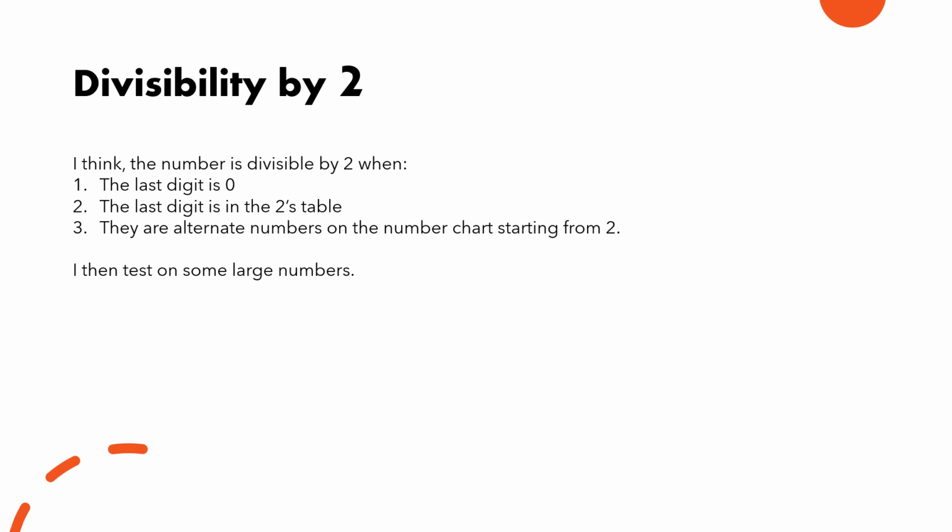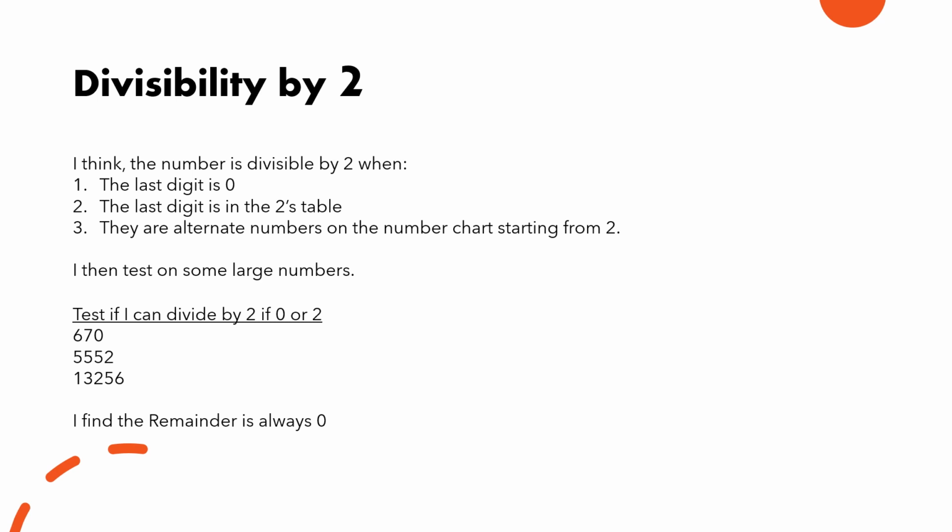So this is what I found is the divisibility rule of 2. I think the number is divisible by 2 when the last digit is 0 or the last digit is in the 2's table. Also, they are all alternate numbers on the number chart once we start from 2. So once I have found the divisibility rule, I will test it on some large numbers.